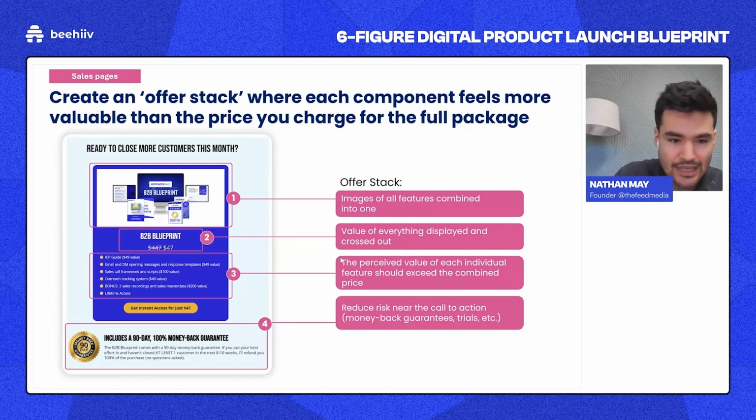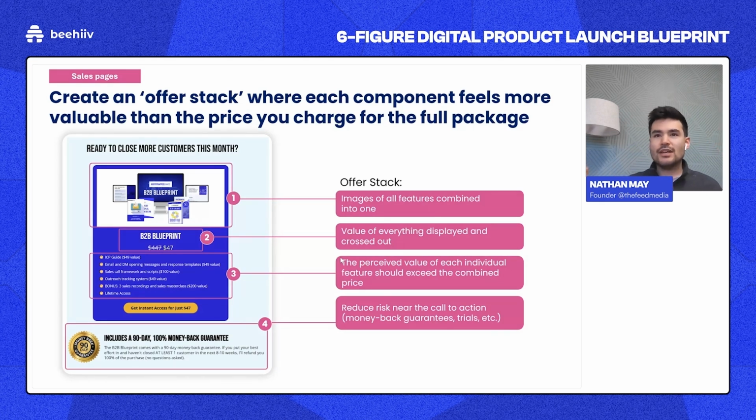Ideally, every individual thing should be equal to or greater than the price of the whole. What I mean by that is, if we're selling something for $47, somebody should be able to look at every single one of these check marks and go, cool, that individual thing is worth more than $47. Thing number 3 is worth more than $47, right?